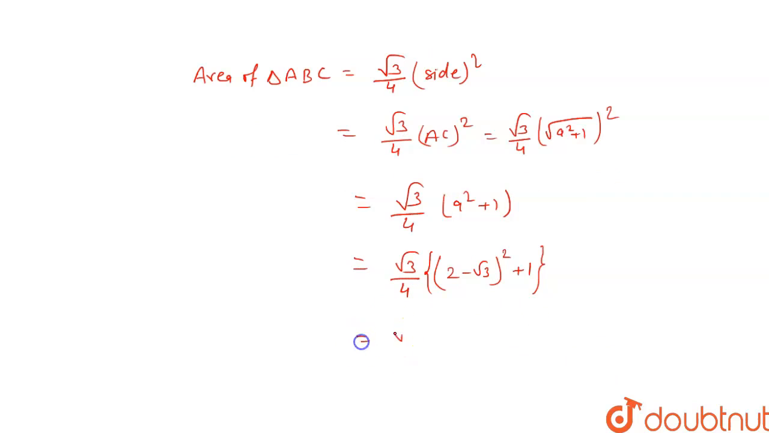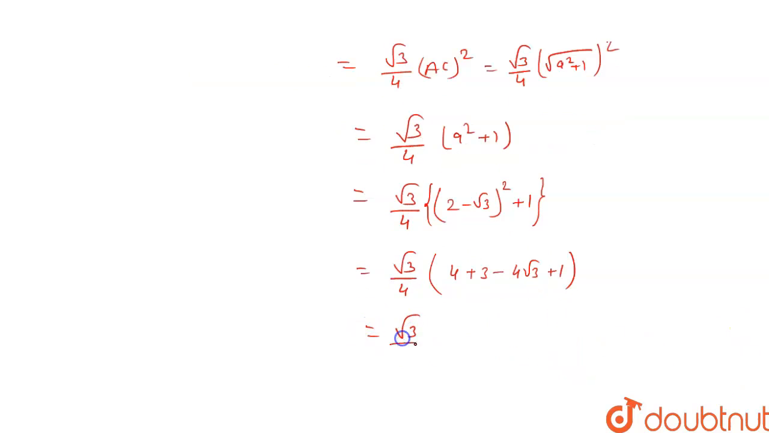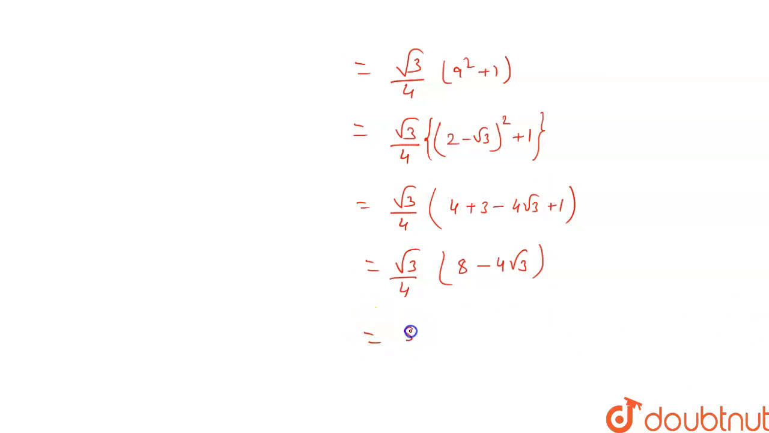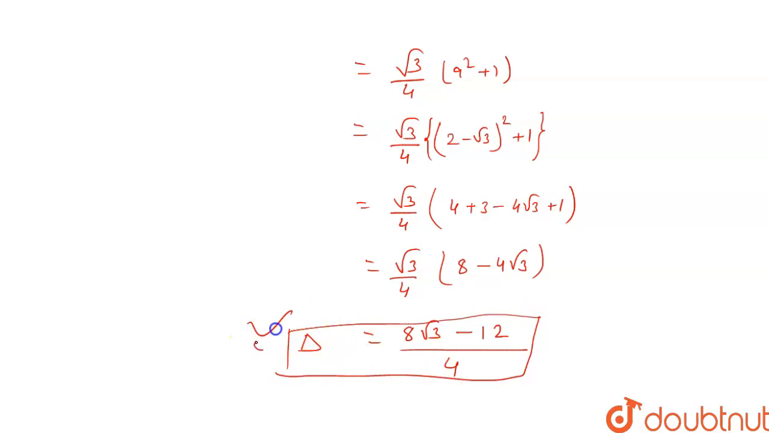Or if you will expand it, root 3 by 4 into (a square plus b square minus 2ab, that is 4 minus 4 root 3, plus 1). So this will be root 3 by 4 into (4 plus 3, 7, 7 plus 1, 8 minus 4 root 3). Or you can say this will be 8 root 3 minus 12 by 4, and this will be the area of the triangle, and this is our final answer.